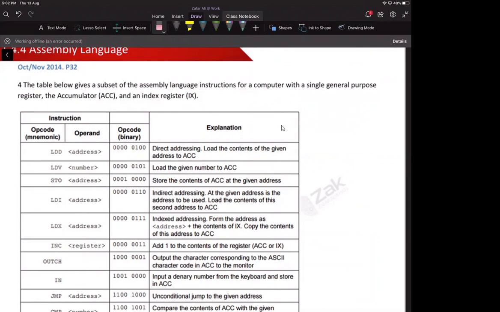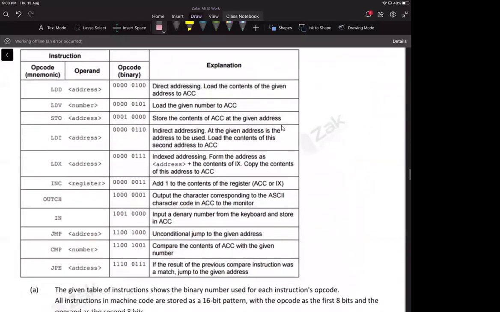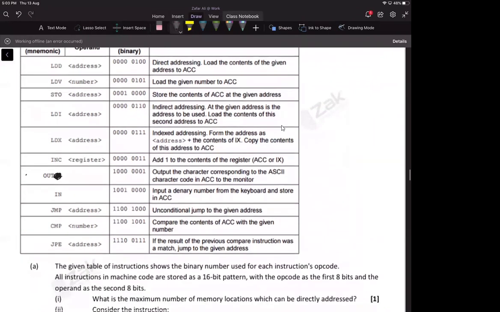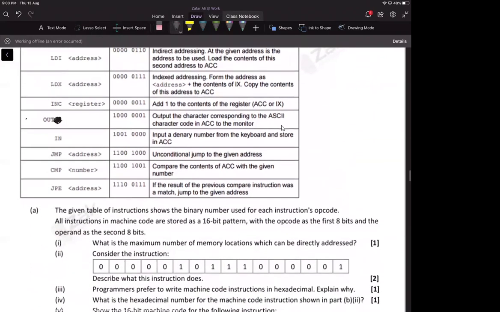Okay. So LDV is from the old syllabus. So the LDV command is no more there. This LDV means load the given number to accumulator. This is LDM basically. For us, this is the LDM command. So whatever number is given, we have LDM immediate N. So consider it the same command, okay? So store, then LDI, LDX, increase, out CH is basically now just out. So this out character is just out, does the same as we know of. Then in, then jump, then compare, and then jump if equal, okay? So let's solve this question.